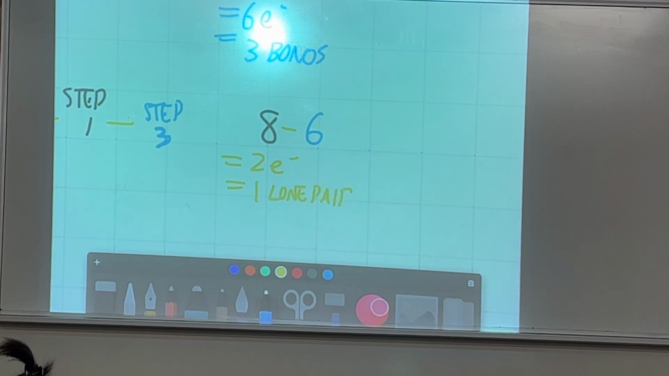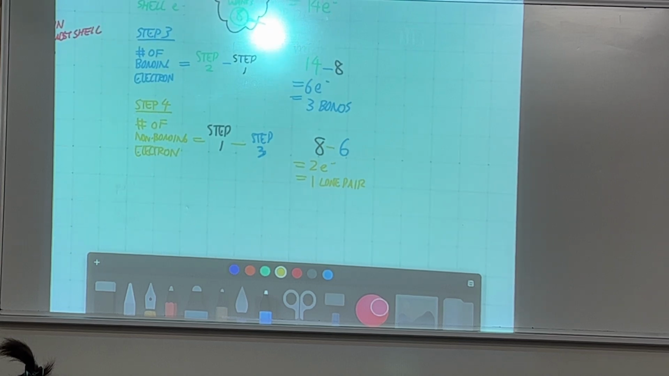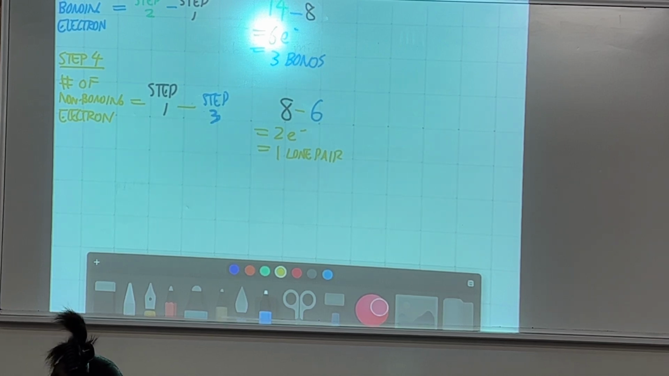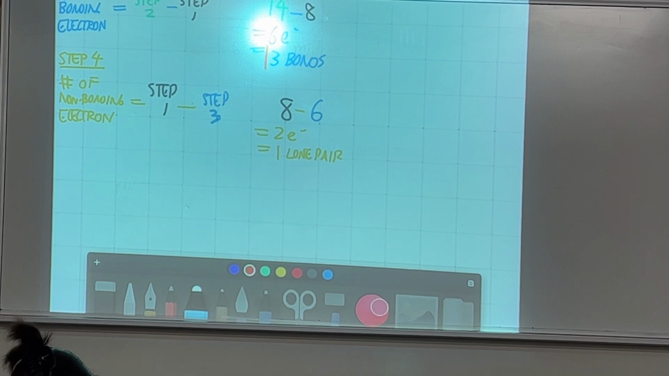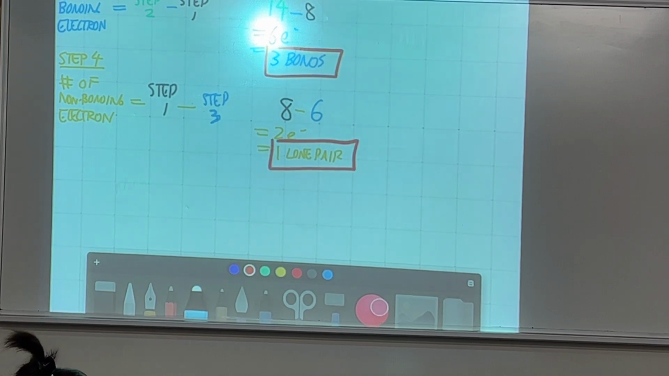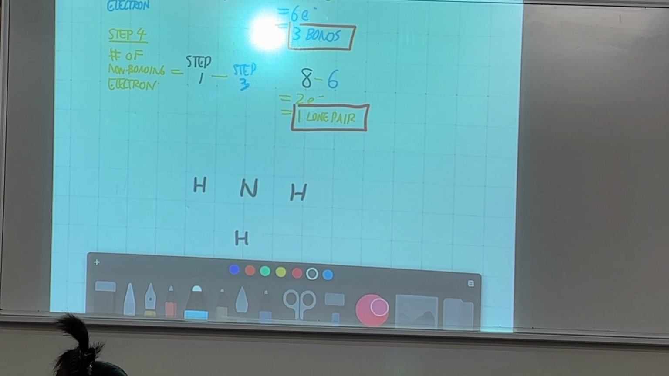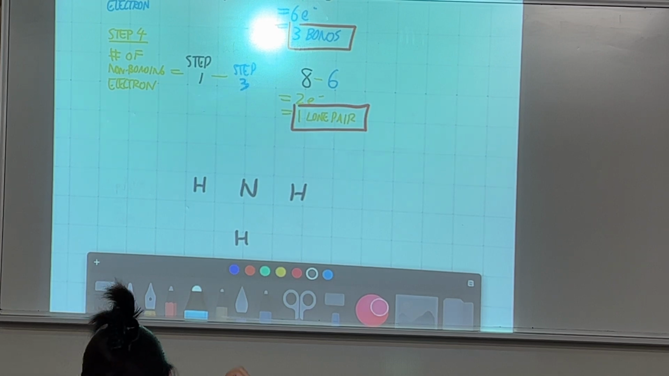So now, can you draw NH3 in the blank space provided on your worksheet? What do you rely on to draw the structure? You know there are 3 bonds, and that there is 1 lone pair, and that these are the atoms. How are you going to put 3 bonds and 1 lone pair around these atoms to make sure that everybody is stable? Where must the 3 bonds go?